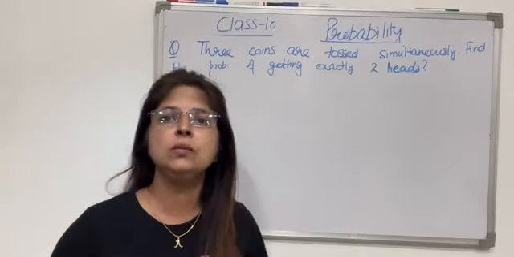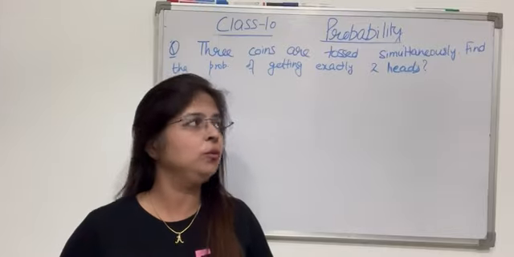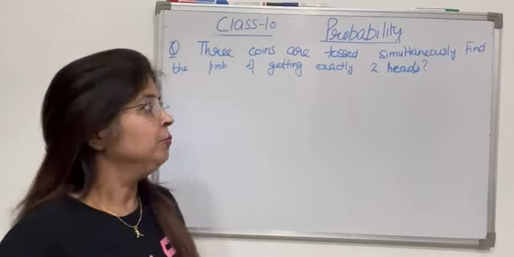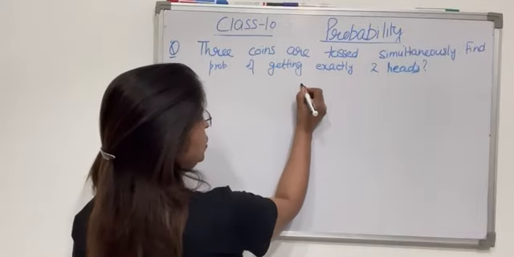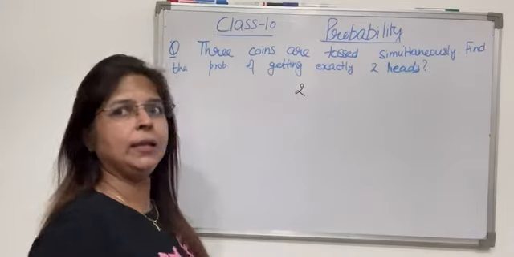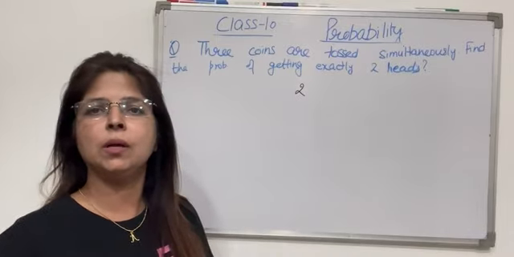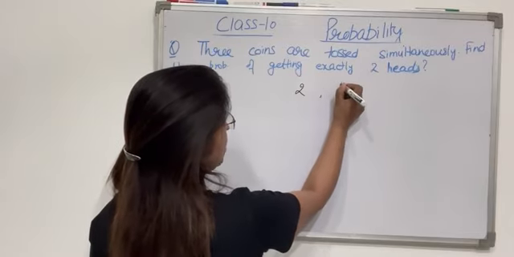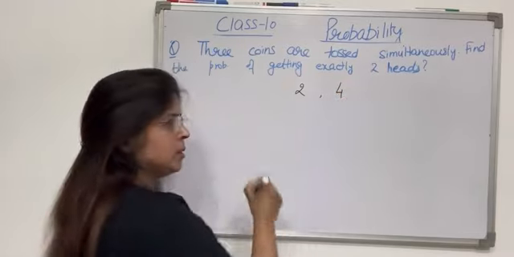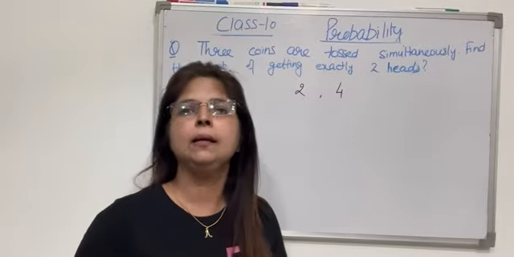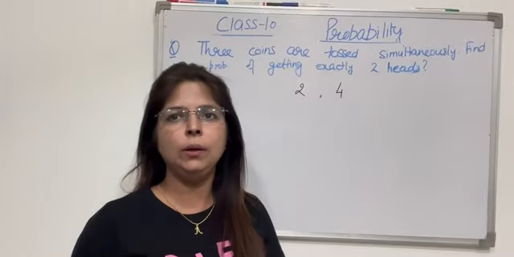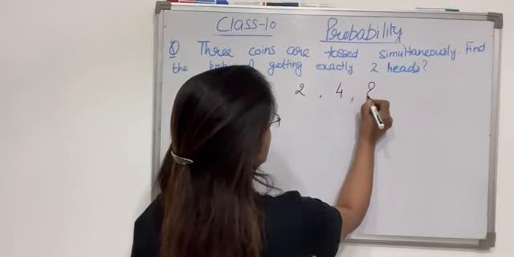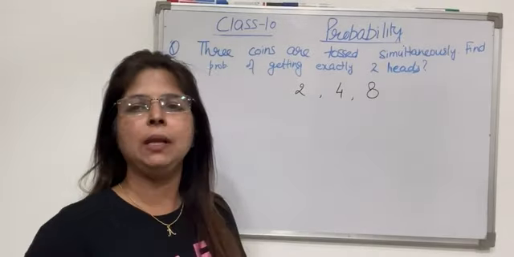So before coming to the solution of this question, let's try to understand the total sample space or total outcomes. We know in case of one coin tossed, there are 2 possible outcomes, head and tail. In case of 2 coins tossed, there are 4 possible outcomes: head-head, head-tail, tail-head, tail-tail. So in case of 3 coins, there will be a total of 8 possible outcomes.